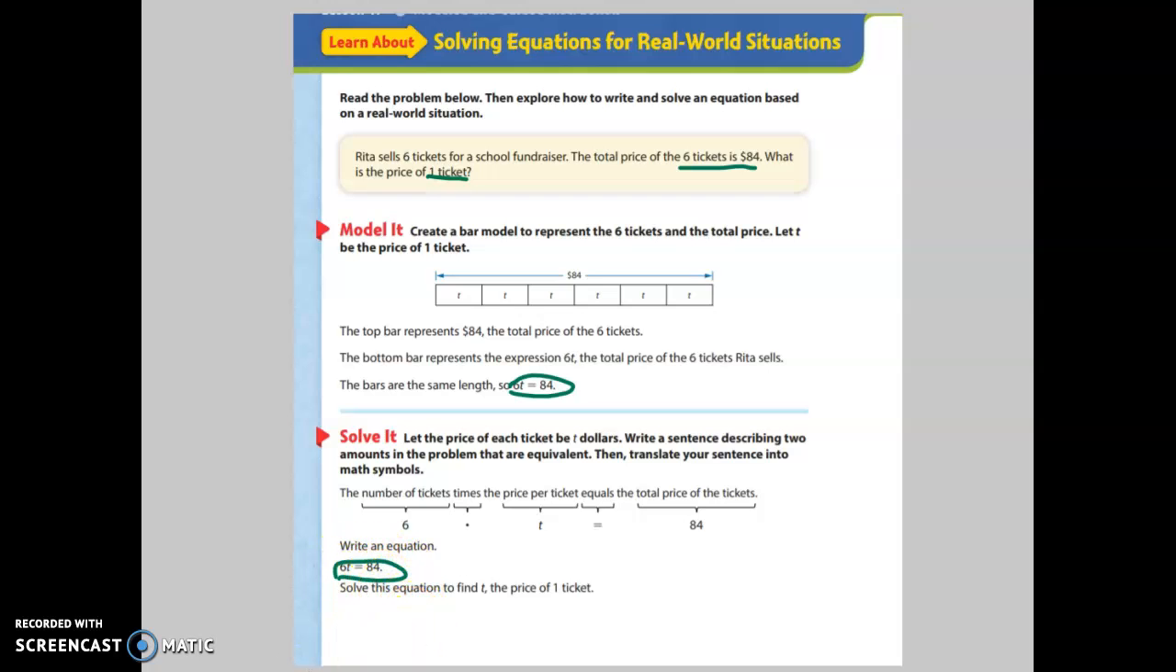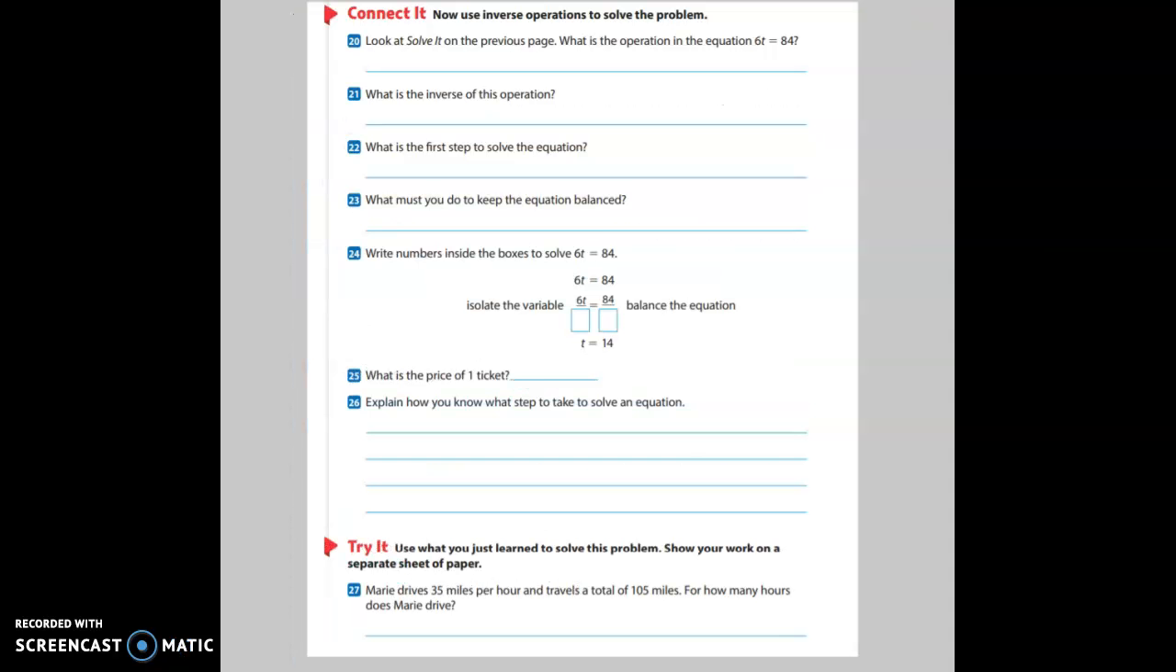So let's go ahead and look at our practice page that gives us the work through questions. Alright, so remember that when we're solving equations, we always want to use the inverse operations to solve. So look at the solve it on the previous page. What is the operation in equation 6T equals 84? What operation is happening between 6 and T? They are being multiplied. What is the inverse? What's the opposite of multiplication? Division.